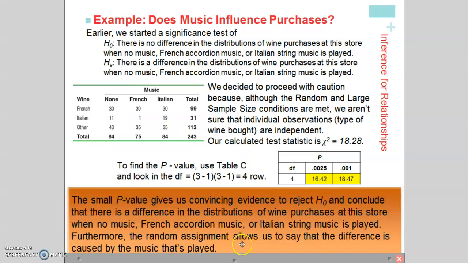So such a small p-value does give us convincing evidence to reject the null hypothesis, and we are able to conclude the alternative. So we conclude that there is a difference in the distributions of wine purchases at this store. Furthermore, the random assignment allows us to make a cause and effect conclusion and say that this difference in distributions is actually created by the music that is being played.